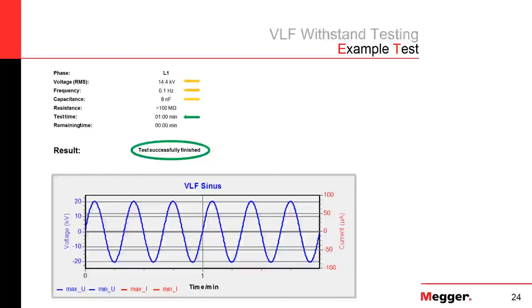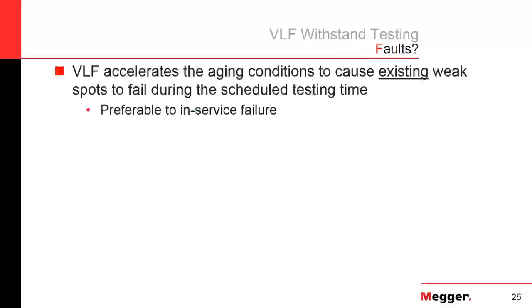Some other parameters that we can look at: the test was done at 14.4 kV RMS, a frequency of 0.1 hertz, and the cable had a capacitance of 8 nanofarads. That's important to know because if the cable gets too long, the VLF test set will be unable to charge the cable up. 8 nanofarads is not very much, but if you get into the microfarads range, it can be too much for the VLF unit to charge.